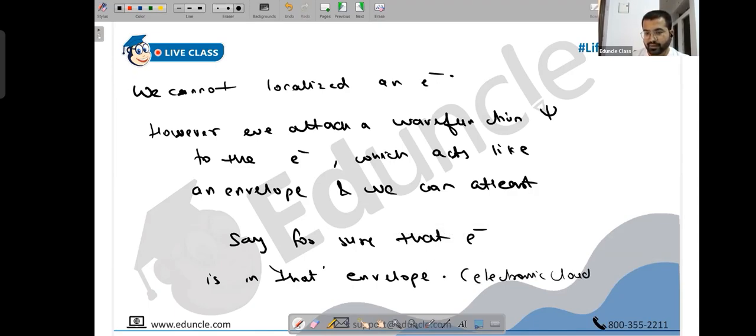Now the thing is, mostly the envelope does not move. The cloud is fixed. But yes, there are cases, for example if the medium changes, where the envelope can also start moving. So already there was a problem that the electron was attached inside the nucleus. Now the electron was moving randomly inside the envelope. Now what if the envelope also moves? That's a very difficult case to understand.